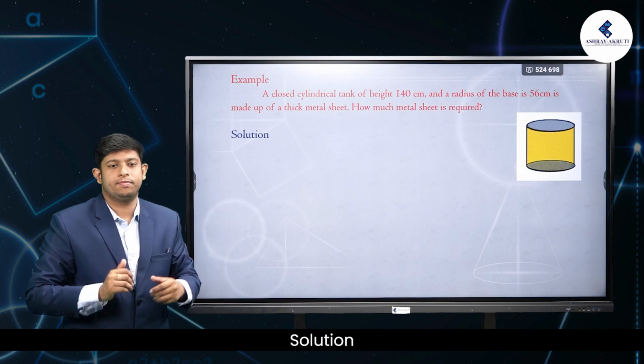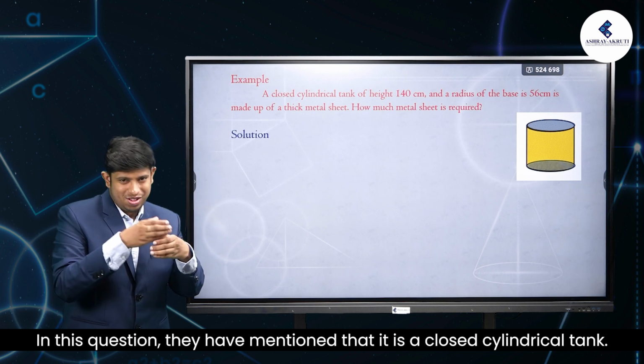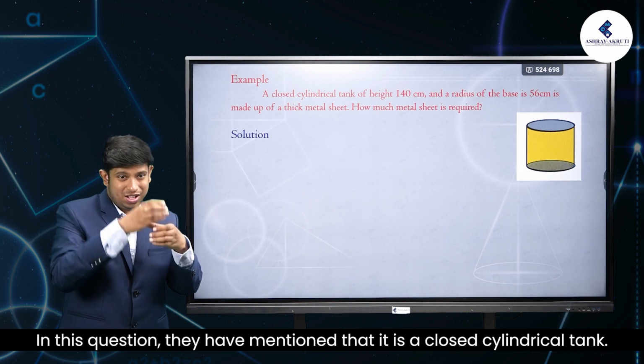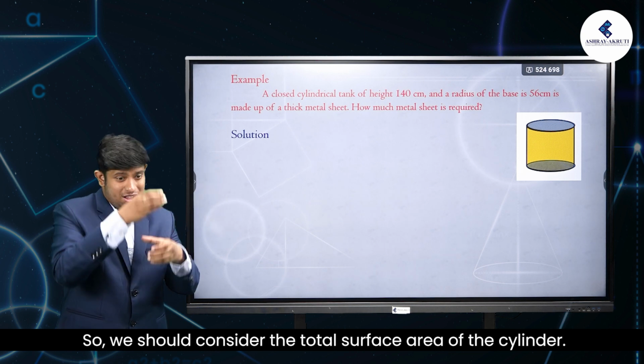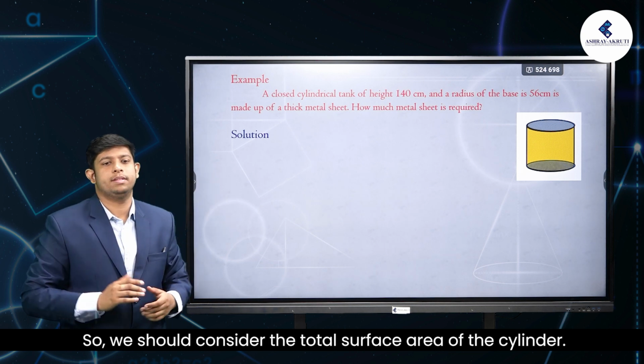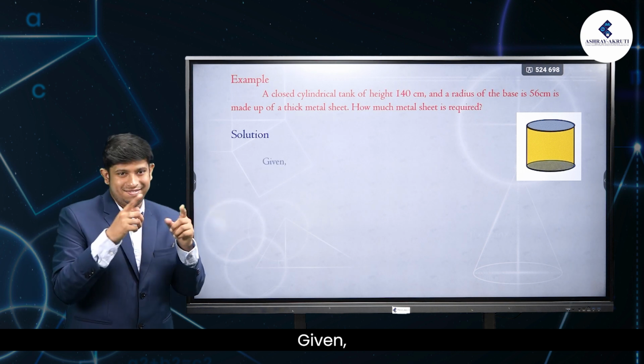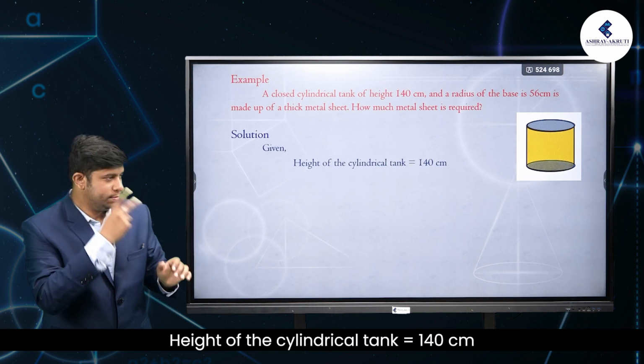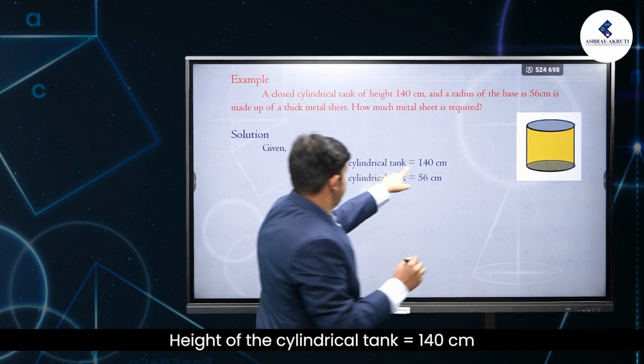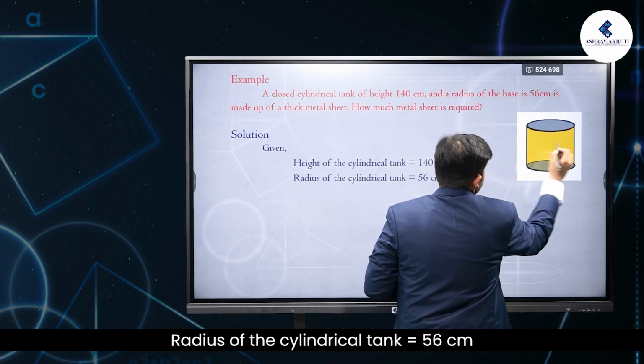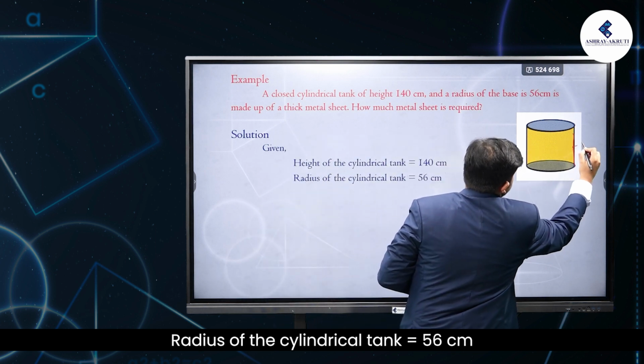Solution. In this question, they have mentioned that it is a closed cylindrical tank. So, we should consider the total surface area of the cylinder. Given height of the cylindrical tank is equal to 140 cm, radius of the cylindrical tank is equal to 56 cm.